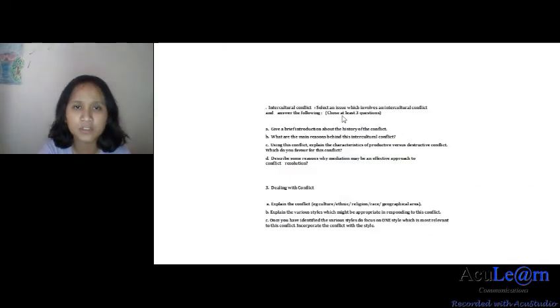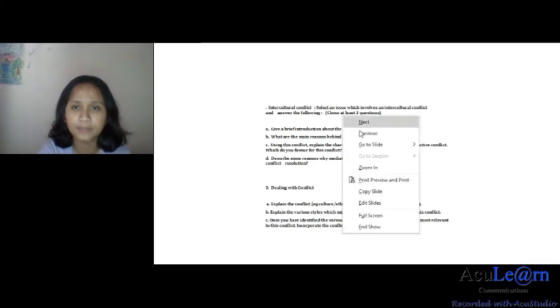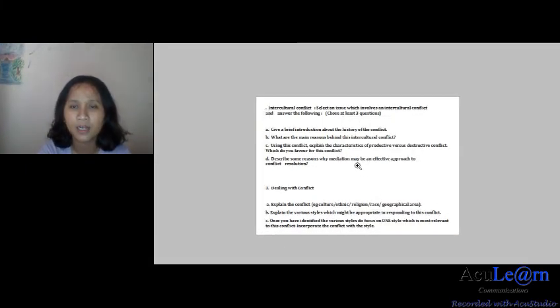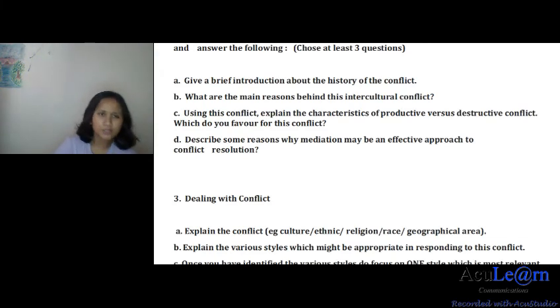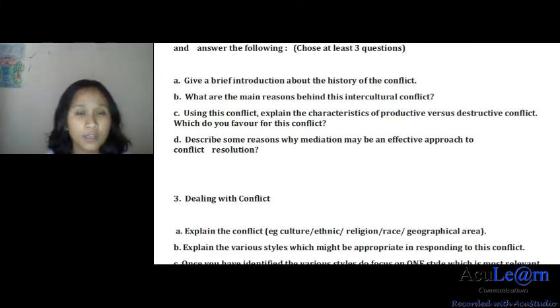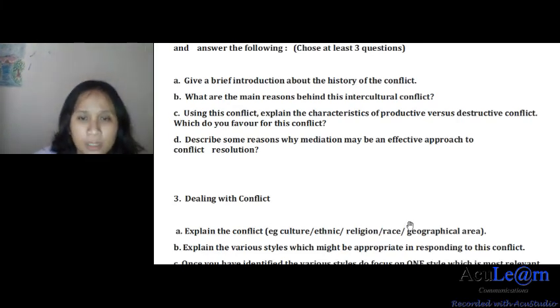And you have intercultural conflict right here. Okay, you can ask and gather people about the introduction to the history of conflict. If you have interviewees, you can gather interviewees according to your topic. And then the third one, dealing with conflict. And if you want to choose this option number three, you can answer the questions below right here.